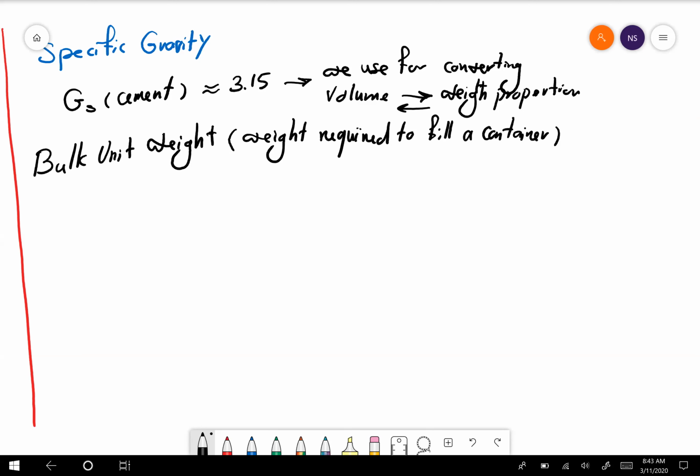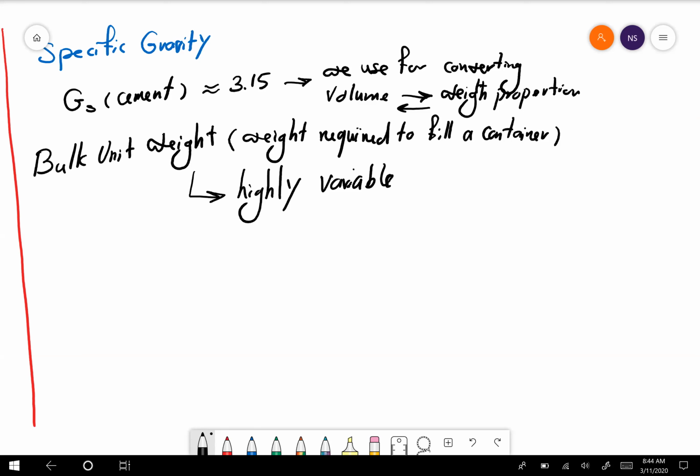And this is highly variable for the concrete, for the Portland cement. So we can measure this in the lab based on what type of application we're going to have.